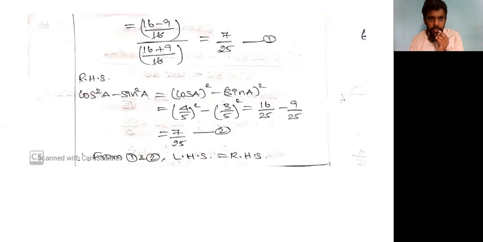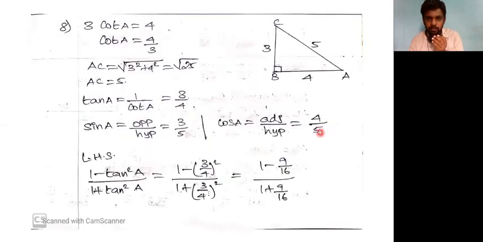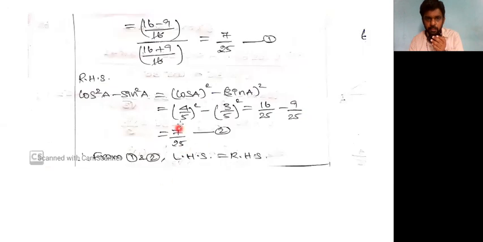Then moving on to the right hand side. Right hand side we have cos square A minus sin square A. We know cos A is equal to 4 by 5 and sin A is equal to 3 by 5. So 4 by 5 whole square minus 3 by 5 whole square. So 16 by 25 minus 9 by 25, which is 7 by 25. Since the denominators are same, we can subtract the numerators straight away. So 7 by 25. Keep it as second equation. So LHS is 7 by 25 and RHS is 7 by 25. From these two equations, we can say that LHS is equal to RHS.